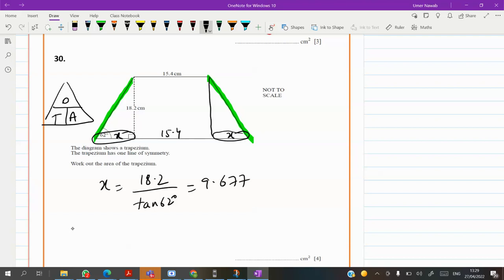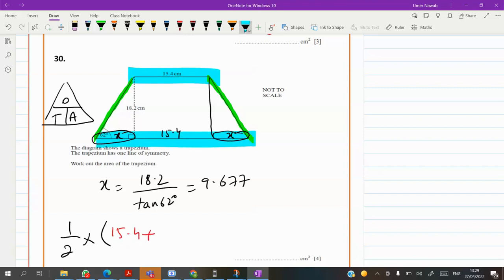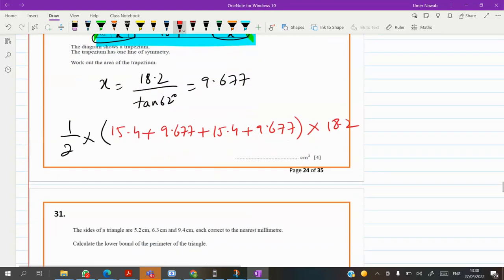I want to find the area of the trapezium. Half times the sum of the parallel sides. What are the two parallel sides I have? This side, which is 15.4, and then this side, which is 9.677 plus 15.4 plus 9.677, times the height, which is 18.2. Let me get that area.